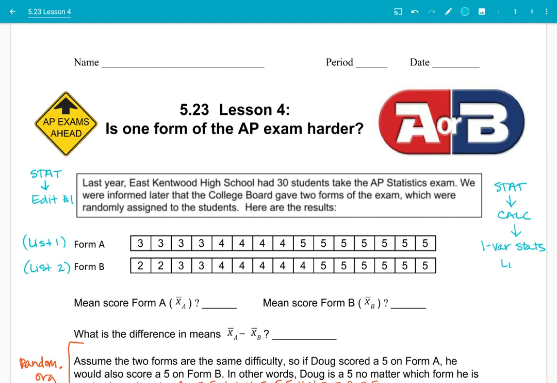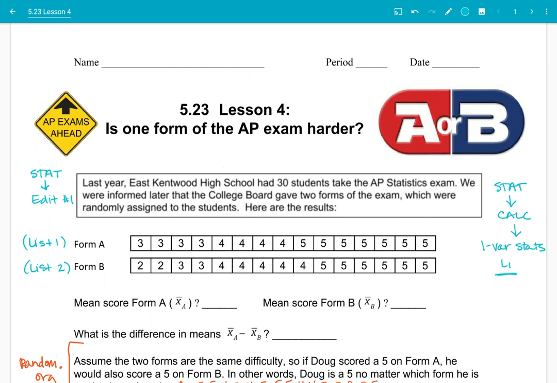There is no frequency list. Remember, frequency list is how often each of those numbers got used. They each just got used once. There's no list of frequencies, so we don't put anything there, just leave it blank. Push calculate. And the first thing that pops up in the information of the statistics is the mean.